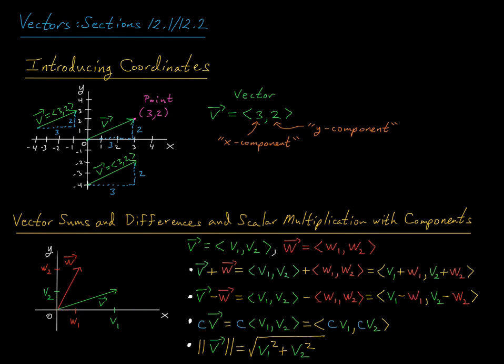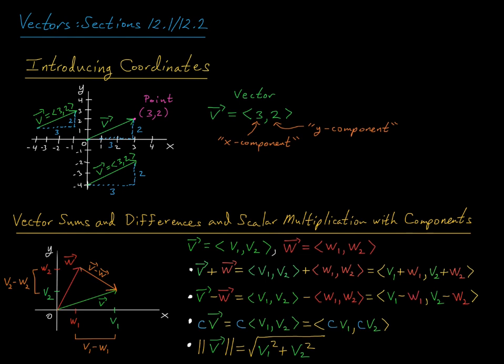All right, let's look at the difference. Well, again, very simple in components. You just subtract the x components, so v1 minus w1, and then you subtract the y components, v2 minus w2, and that's how you take the difference. And why is that true?